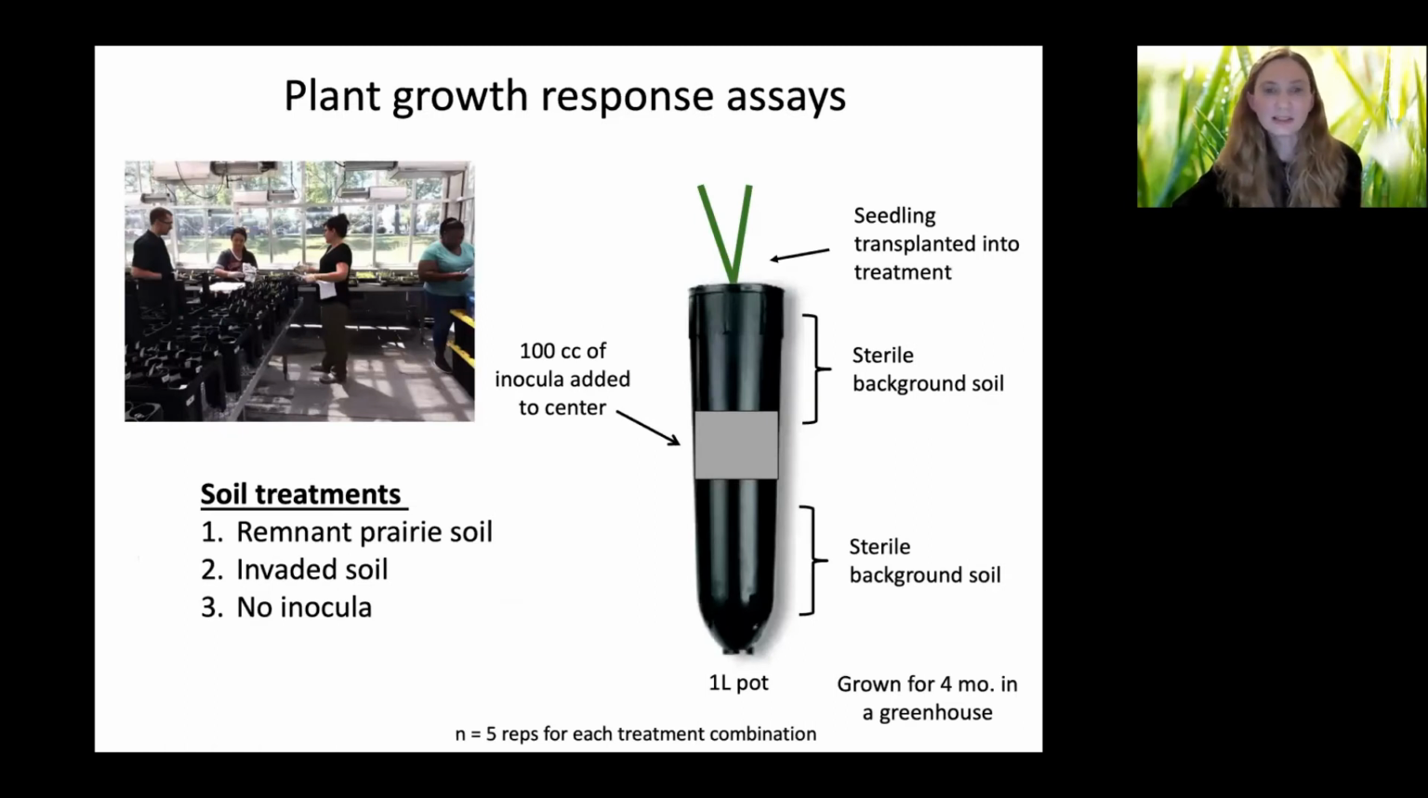To do these plant growth response assays, we have these little pots here. They're 1-liter pots. And in the bottom, we fill it with the sterile background sand soil mix. So it's autoclaved field soil, but just doesn't contain soil organisms. Then in the middle, we add 100 cc's or 100 milliliters of one of these different treatments. We top it off with sterile background sand soil mix, and then we put in a little seedling. And we replicate this for all the different plant species and the different soil treatments, and then we grow them in a greenhouse. So in this experiment, we grew them in the greenhouse for 4 months.